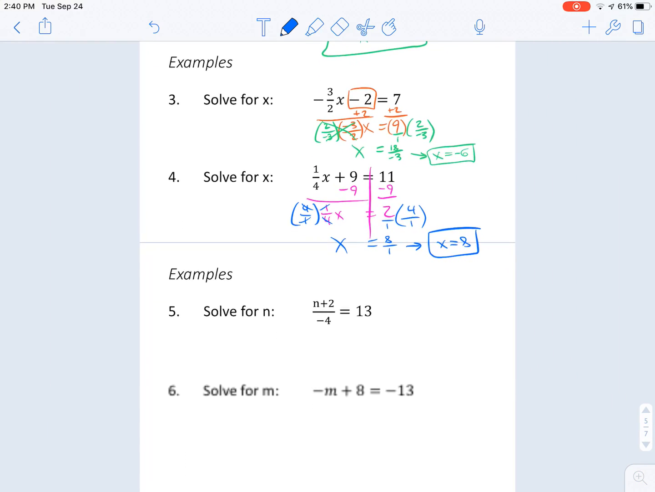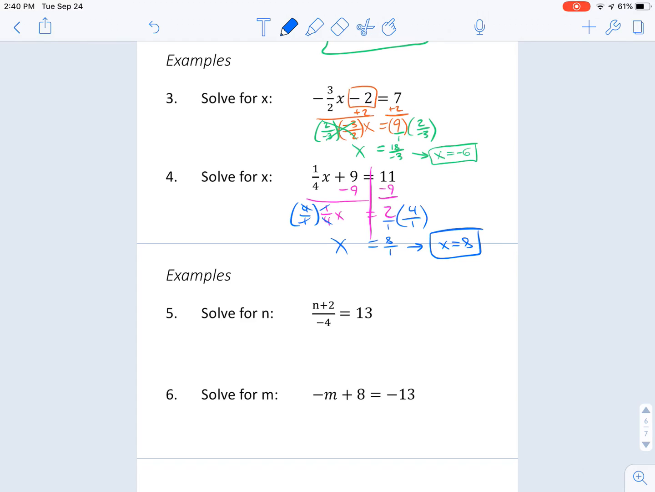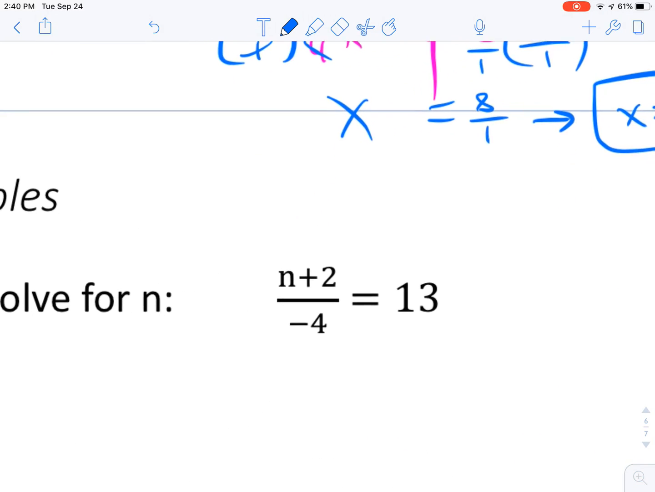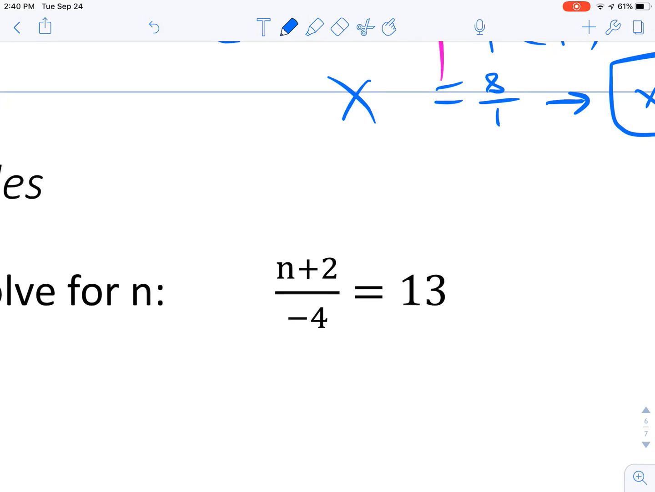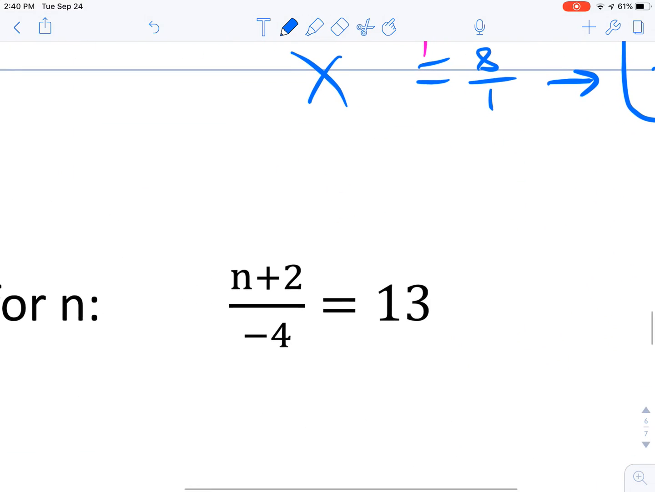Got 2 examples left. One's a little tricky, and one has just a part of it that people make a lot of mistakes on. So for this problem, this is number 5. One thing people don't realize is there's little sneaky parentheses here. It's implied parentheses, so they don't show up in the problem, but they're actually there.